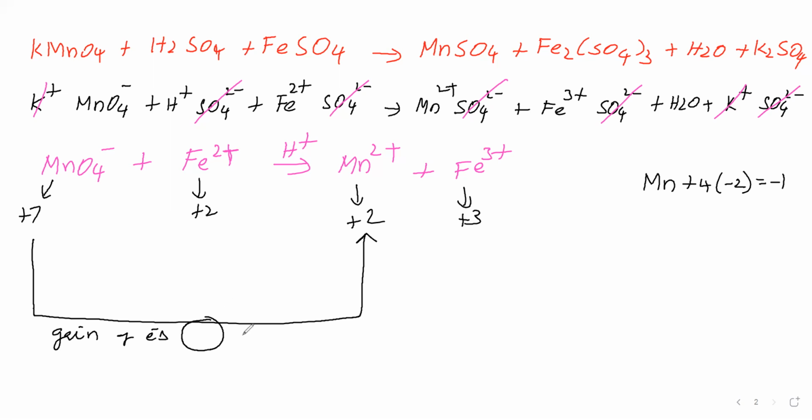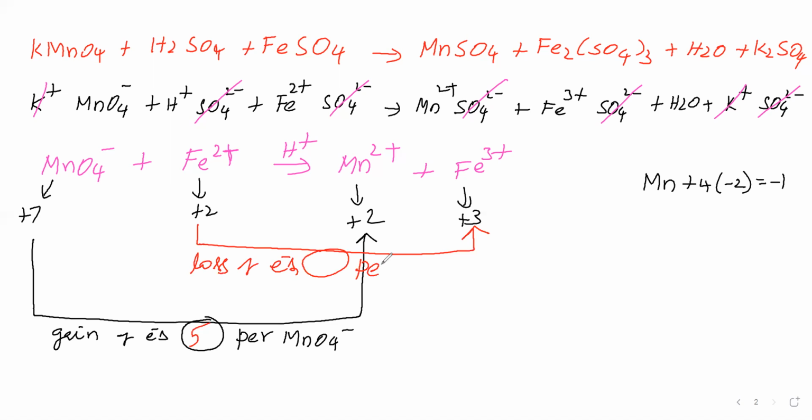Gain of how many electrons? Per permanganate, that we have to see. Permanganate contains 1 Mn. That +7 takes 5 electrons and becomes +2. Now, Fe2 plus: this Fe2 plus is converting into Fe3 plus by the loss of electrons. Per Fe2 plus, how many, we have to check. 1 Fe2 plus ion loses 1 electron and becomes 1 Fe3 plus.